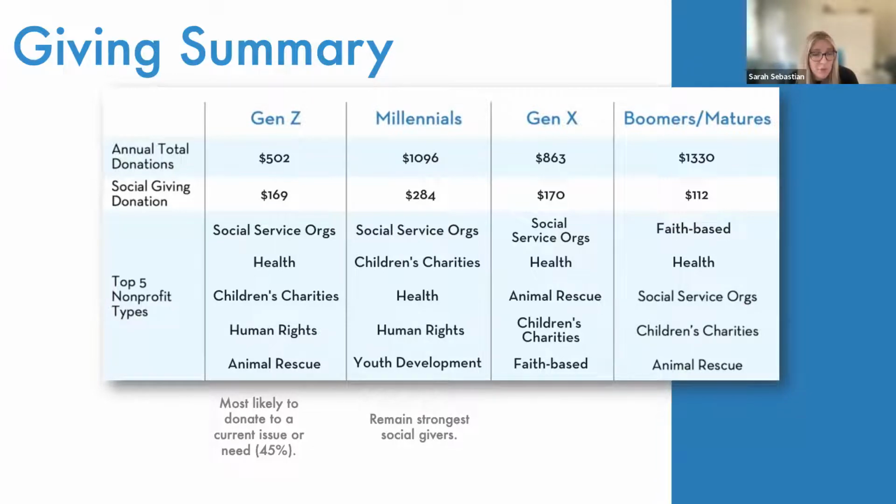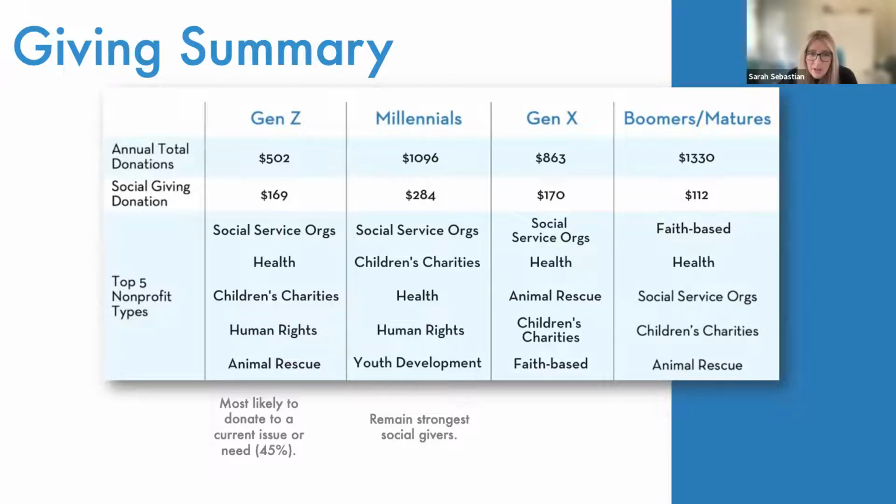As far as the types of organizations with social giving, social service organizations were the top recipient of donations across generations in 2022, except for the boomers and matures. There was a bit of a change there. In 2021, health-related orgs topped the list of nonprofit types for boomers, matures, and Gen X, and children's charities were a favorite for millennials.